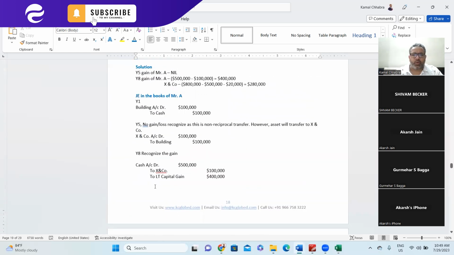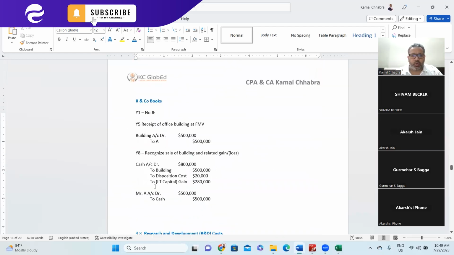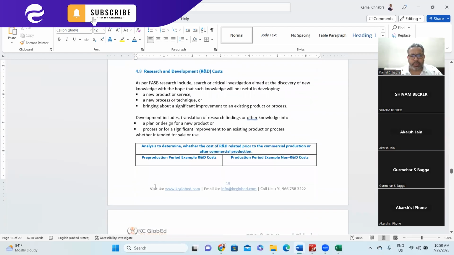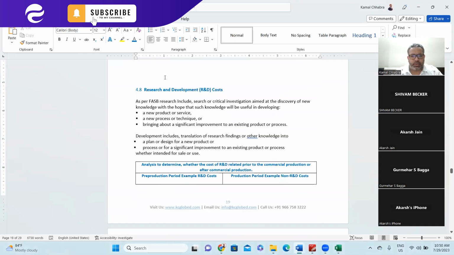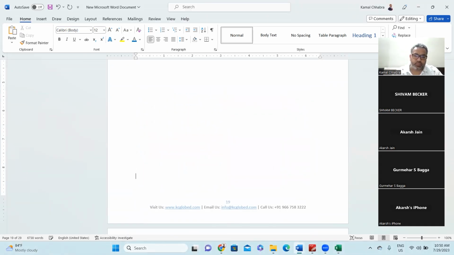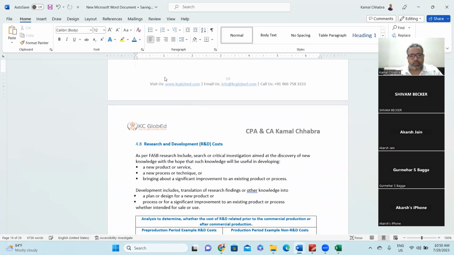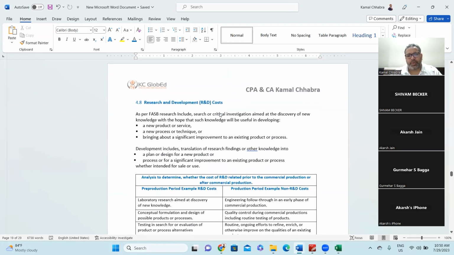So this is about the non-reciprocal transfers. Now we are jumping onto the second topic, which is research and development cost. So what are research and development costs? Any idea?